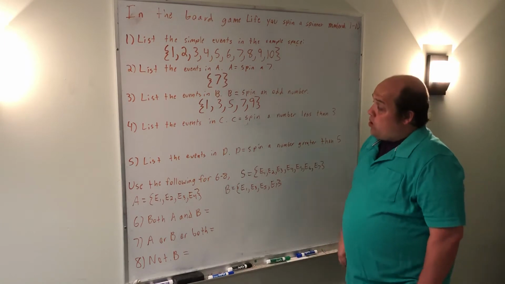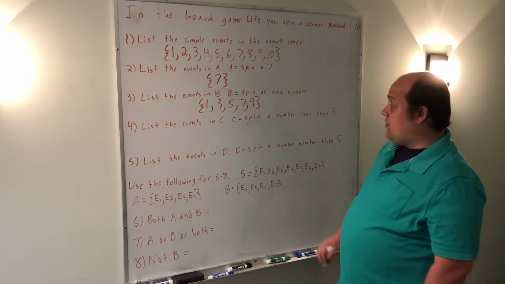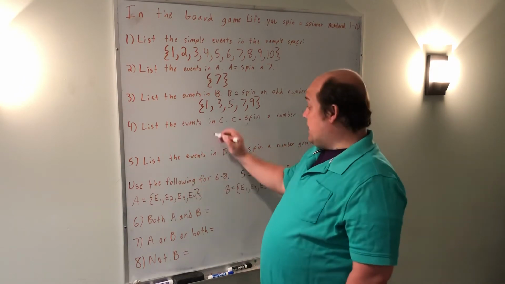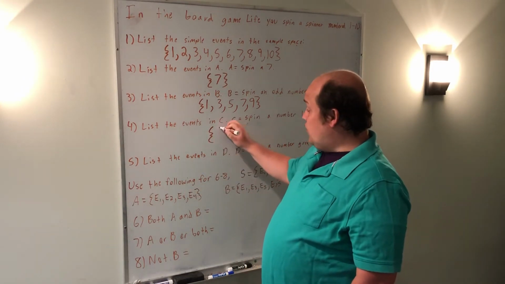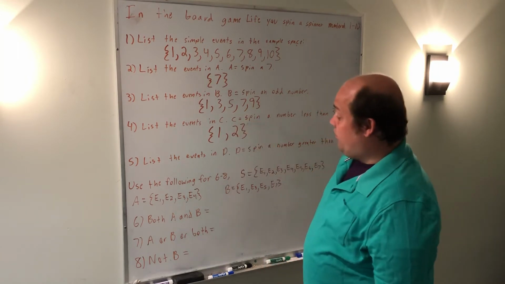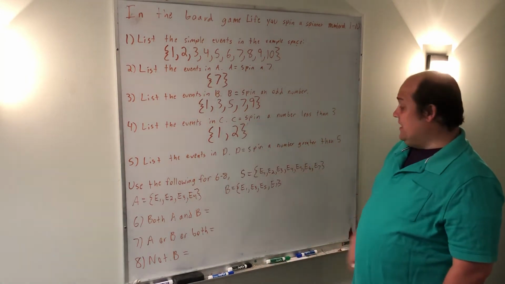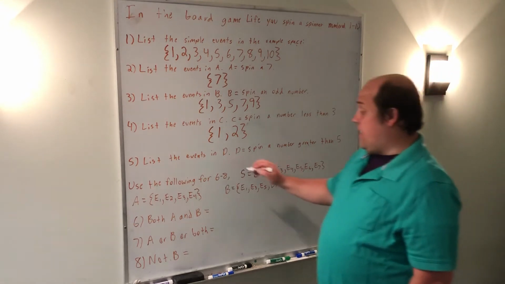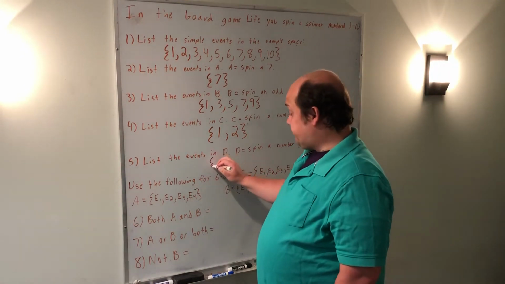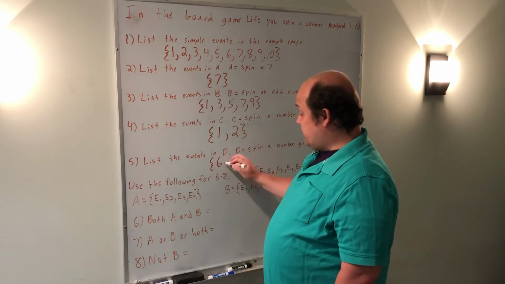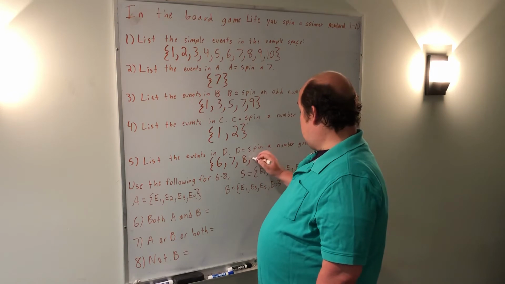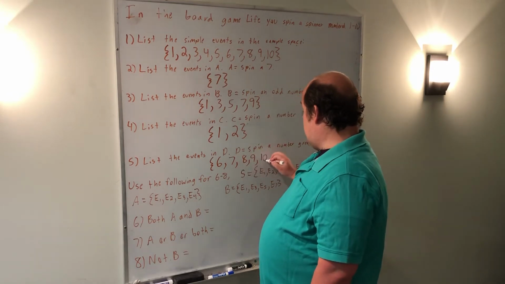For number 4, list the events in C that are less than 3. To be clear, 3 is not less than itself, so it's not included. The ones less than 3 then are 1 and 2. For number 5, list the events that are greater than 5. Again, 5 doesn't count because it's equal to 5. So we start at 6, which is bigger. Then we have 7, 8, 9, and 10.